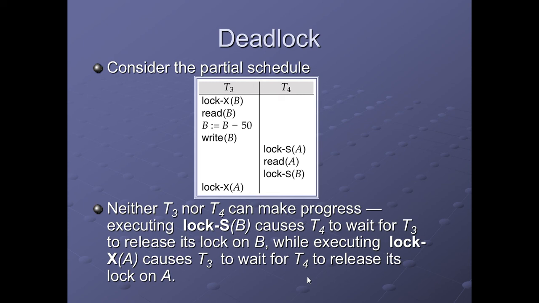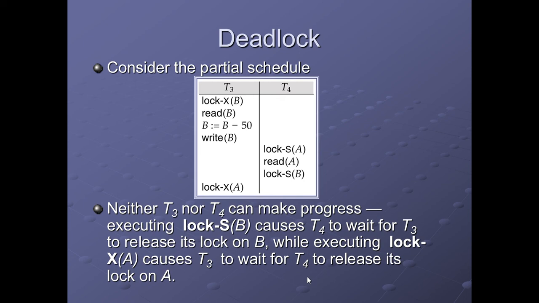Then we've got a deadlock. A deadlock, I think this one has been cited also on the course outline. So consider the partial schedule of T3 and T4. Lock-X(B), read B, B equals B minus 50, write B. Then look and say, okay, what are they saying here?